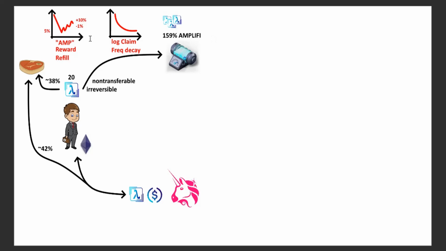Now, there's two cool things here, okay? So they have this log claim frequency decay. So the more you claim, the less you get. When you first start off, you're going to have 159%. But if you start claiming, then your APR will decrease. So you don't want to claim too often.